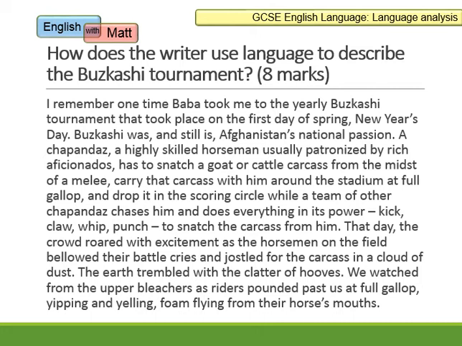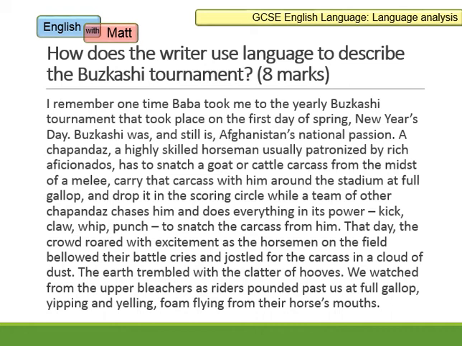The narrator of The Kite Runner, who's called Amir, says: I remember one time Baba, that's his father, took me to the Ali Buzkashi tournament. It took place on the first day of spring, New Year's Day. Buzkashi was and still is Afghanistan's national passion. A Chapandaz, a highly skilled horseman usually patronised by rich aficionados, has to snatch a goat or cattle carcass from the midst of a melee, carry the carcass with him around the stadium at full gallop, and drop it in the scoring circle, while a team of other Chapandaz chases him and does everything in its power, kick, claw, whip, punch, to snatch the carcass from him.